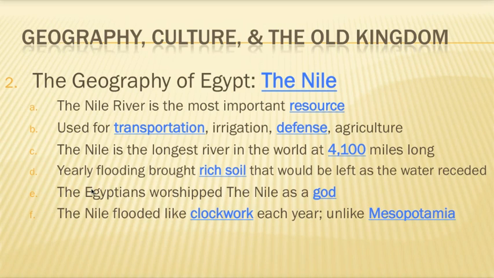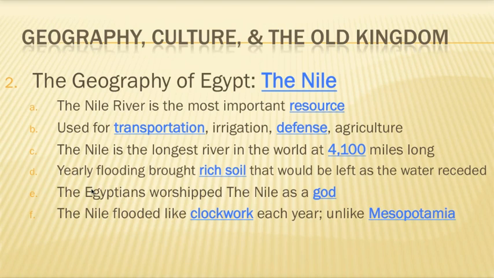Now, one of the things that's really different from Mesopotamia is the Nile flooded like clockwork each year. Mesopotamia, they didn't know when it was going to flood. They knew it would flood at some point, but the Nile, pretty much you could kind of mark your calendars, maybe not to the day, but at least to a pretty small amount of time. So that allowed you to make preparations and understand when this would happen.